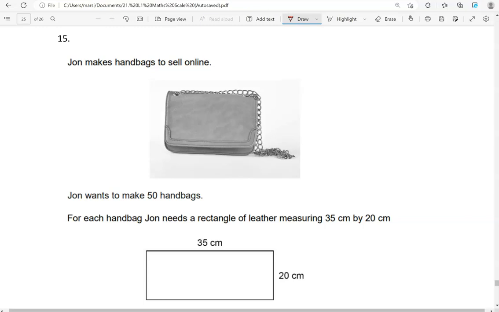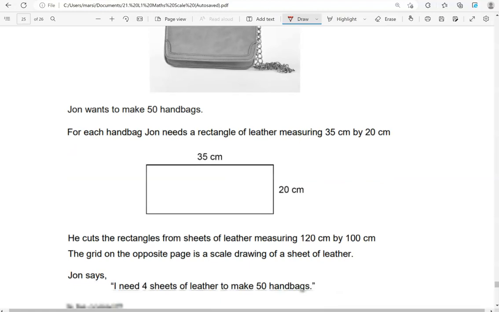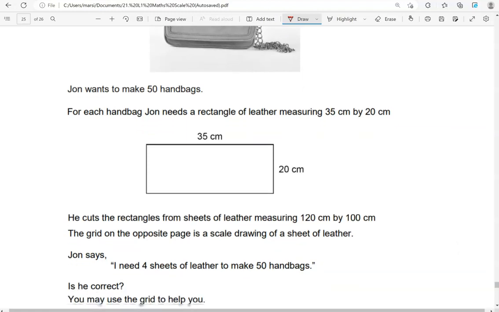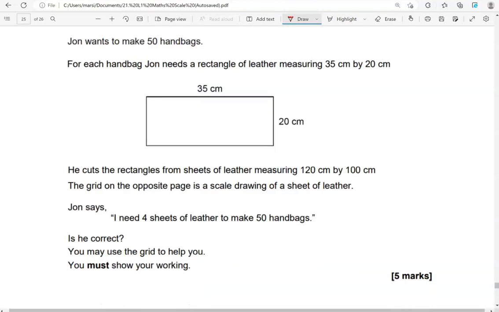John makes handbags to sell online. John wants to make 50 handbags. For each handbag, John needs a rectangle of leather measuring 35 centimeters by 20 centimeters. He cuts the rectangles from sheets of leather measuring 120 centimeters by 100 centimeters. The grid on the opposite page is a scale drawing of a sheet of leather. John says, I need 4 sheets of leather to make 50 handbags. Is it correct? You must use the grid to help you. You must show your working.